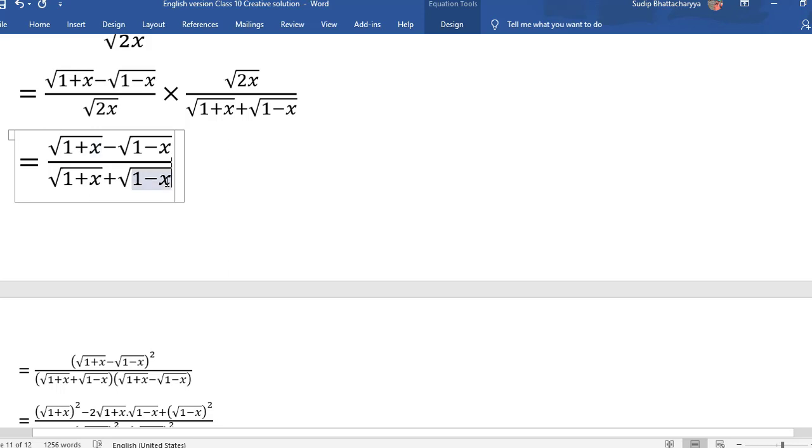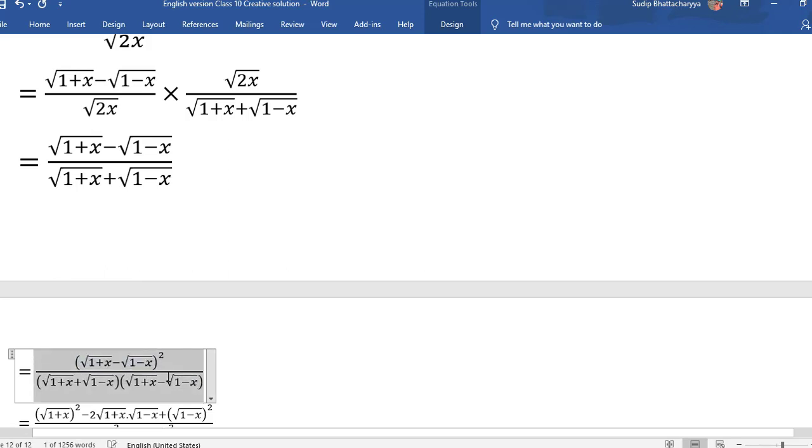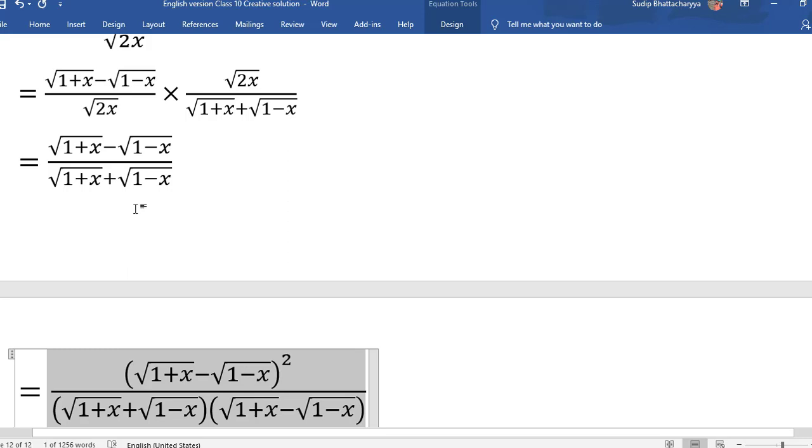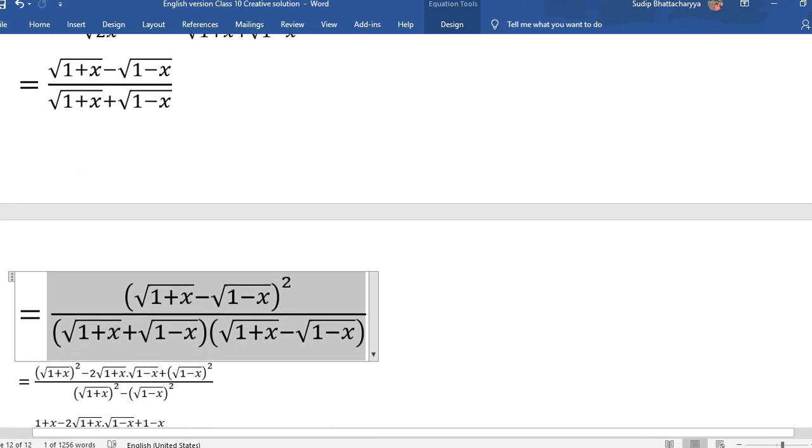We will multiply both the denominator and numerator with the numerator, that is root over 1 plus x minus root over 1 minus x. If we multiply the numerator with the numerator, it will become a whole square form, and as the denominator and the multiplied term are opposite in sign, we will get as denominator root over 1 plus x plus root over 1 minus x into root over 1 plus x minus root over 1 minus x. So this is our step.